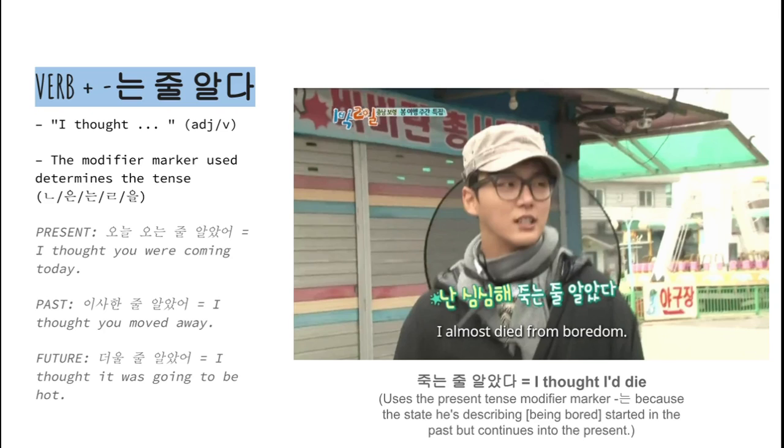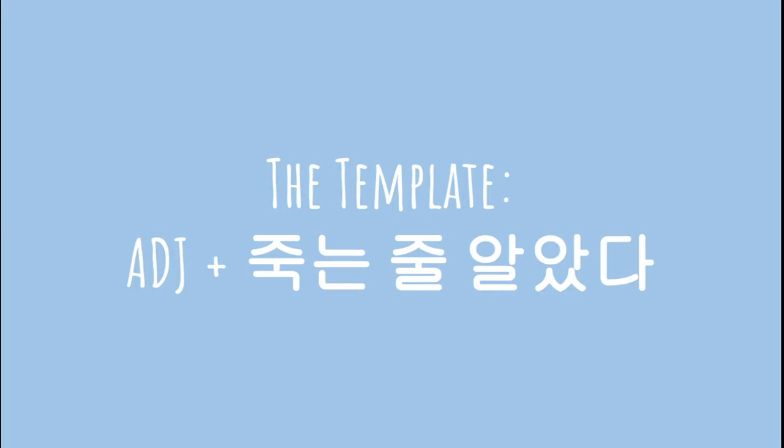So here, in our example sentence, we have 죽는 줄 알았다. I thought I'd die. And this one uses the present tense modifier marker 는, because the state he's describing, which is being bored, started in the past, but it continues into the present because they haven't actually left the amusement park at this point. This is just the morning right after they woke up. So we can see that the template for this particular kind of sentence is an adjective plus 죽는 줄 알았다.